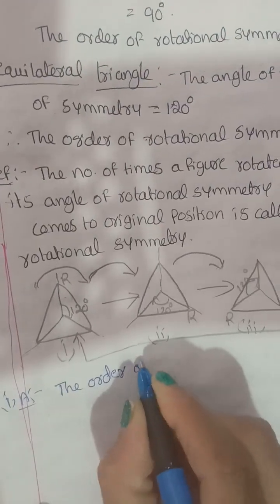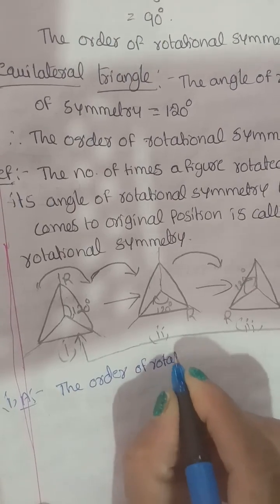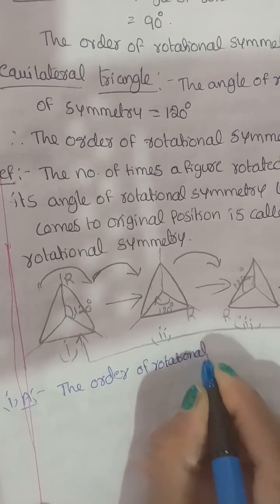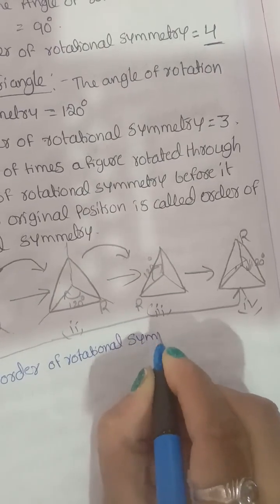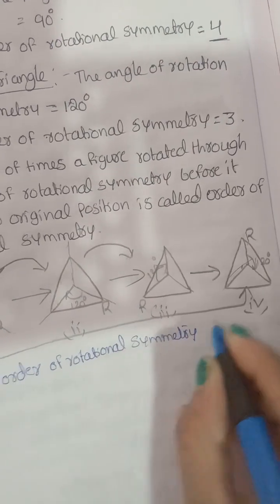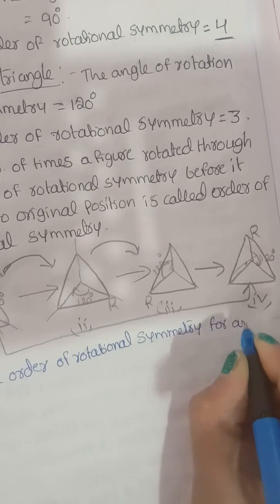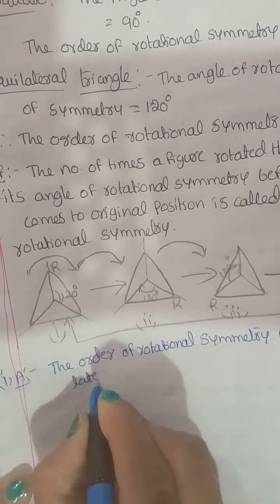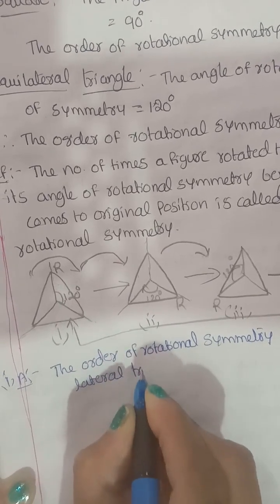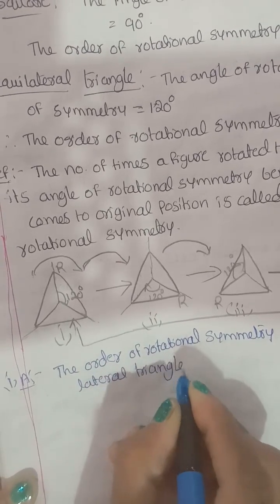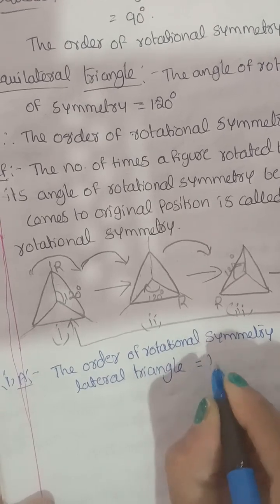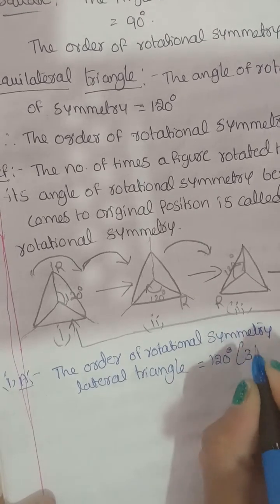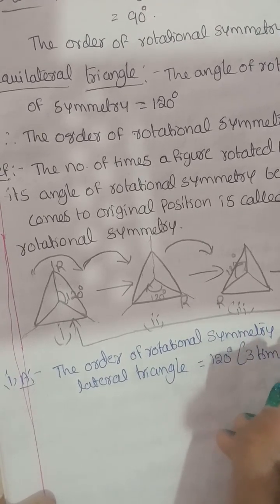The order of rotational symmetry for an equilateral triangle is equal to 3, with 120 degrees each time. How many times? 3 times. Yeah, next is the second part.